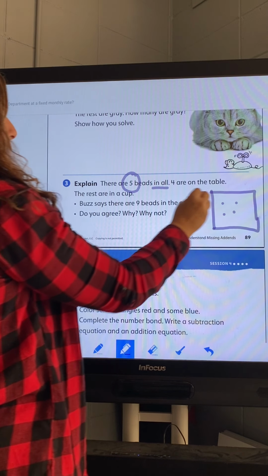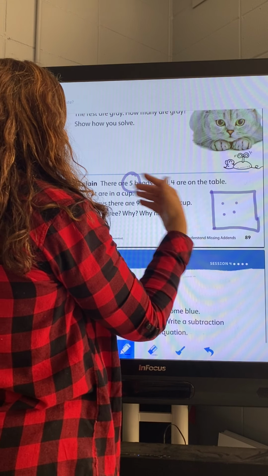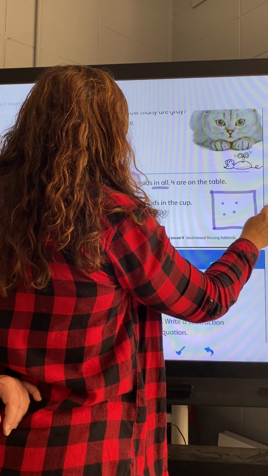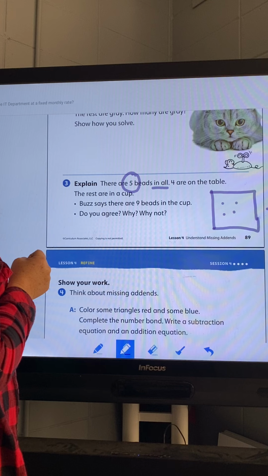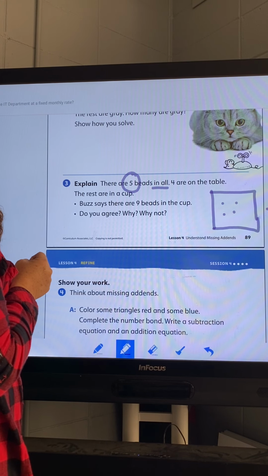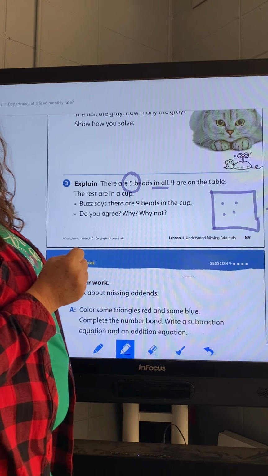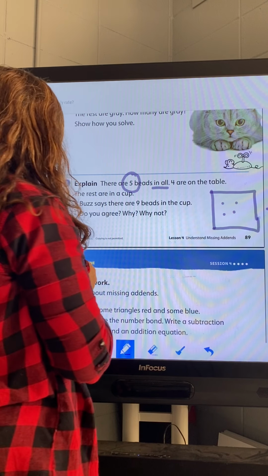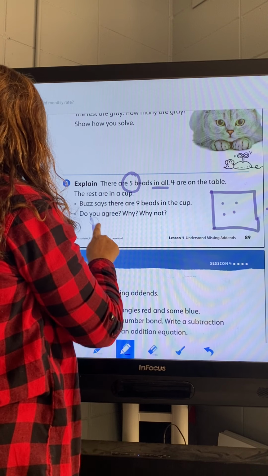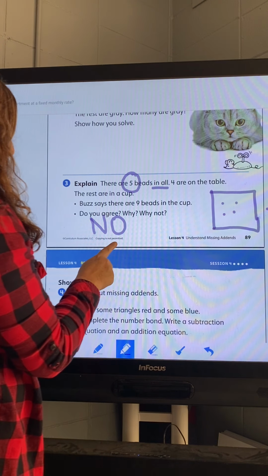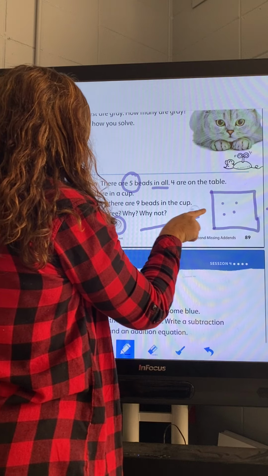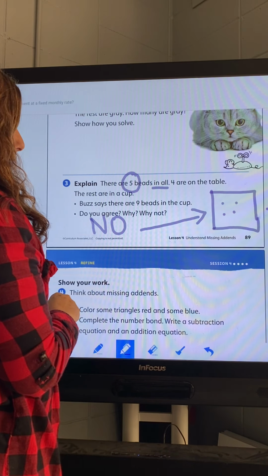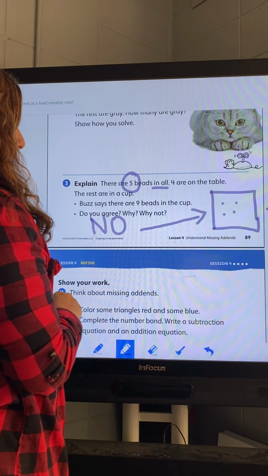5 beads in all. 4 on the table. I'm going to add however many more to get up to 5. So let's count on. 4, 5. Are there 9 beads in the cup? No, there are not. So we're going to say no. And it says why or why not. Well, look at that. That's why. Here's the cup, right? So we have 4 on the table, 1 in the cup.